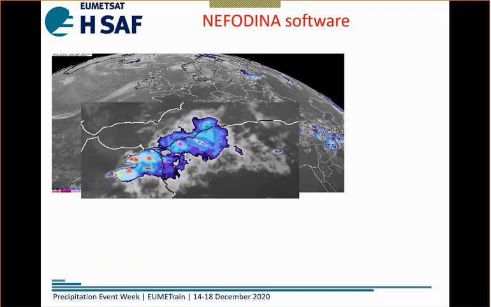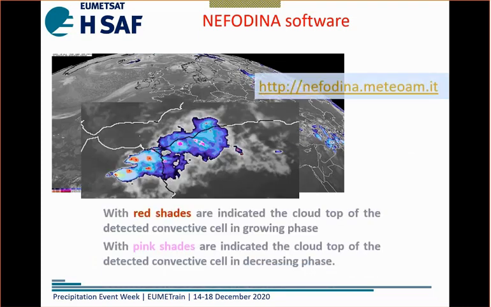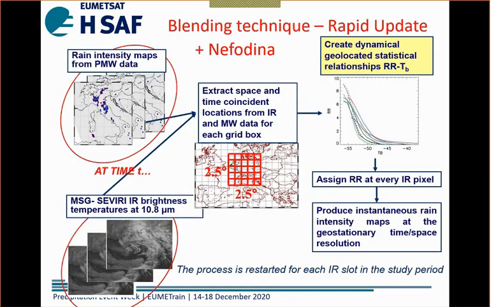We try to solve this problem with the use of NEFODINA software. NEFODINA is an independent algorithm that provides information about the convective cells inside the mesoscale convective system. It also indicates the phase of each convective cell, in development or in decreasing phase. The scheme is the same, and NEFODINA is used at the beginning of the algorithm and at the end of the algorithm.